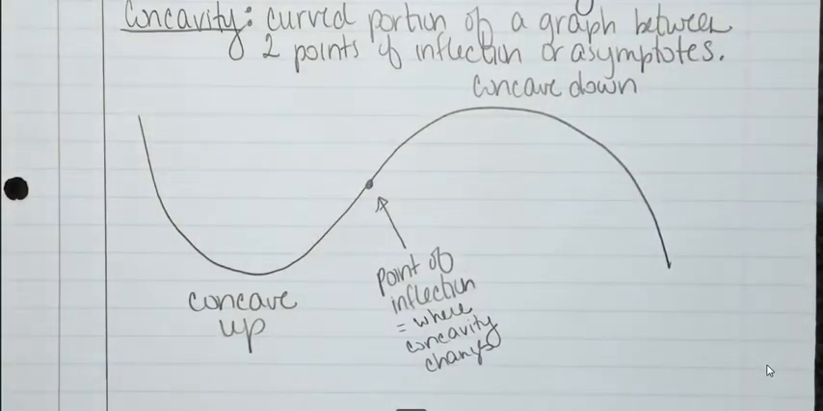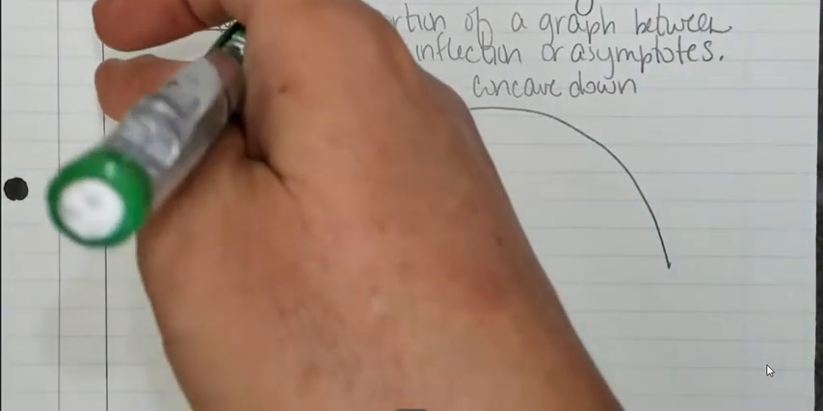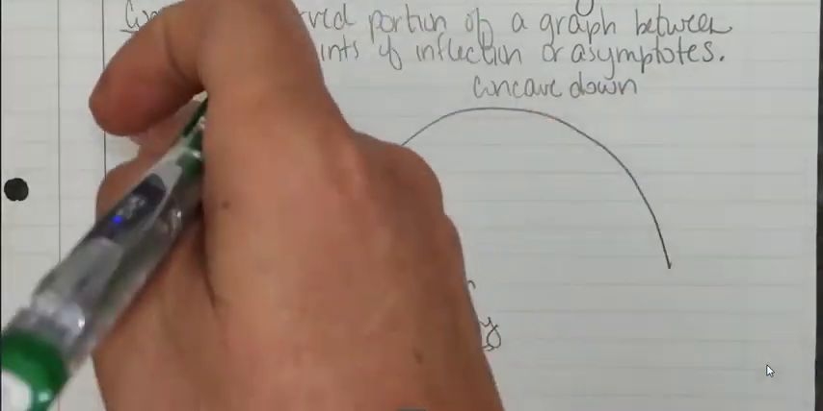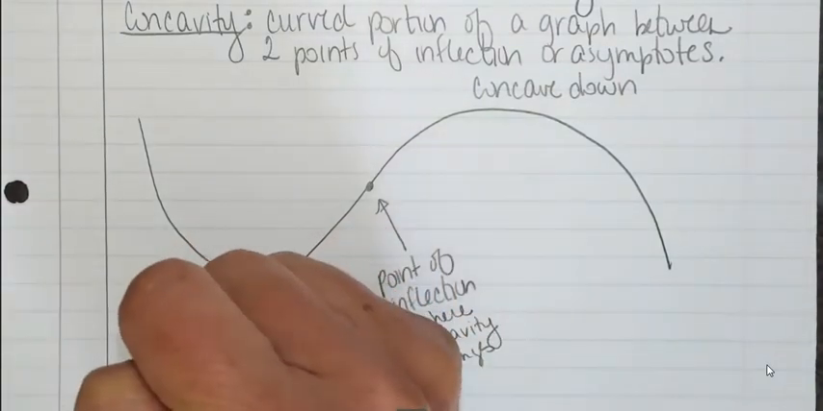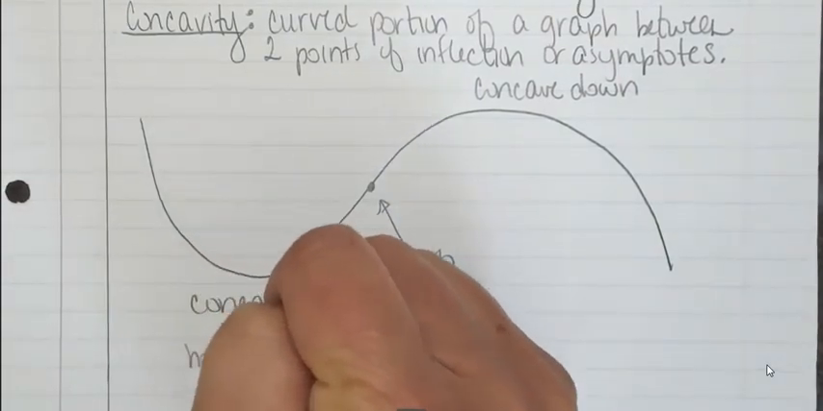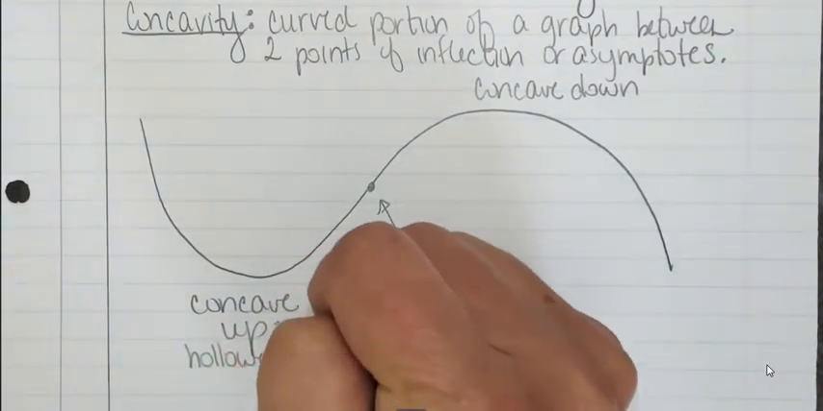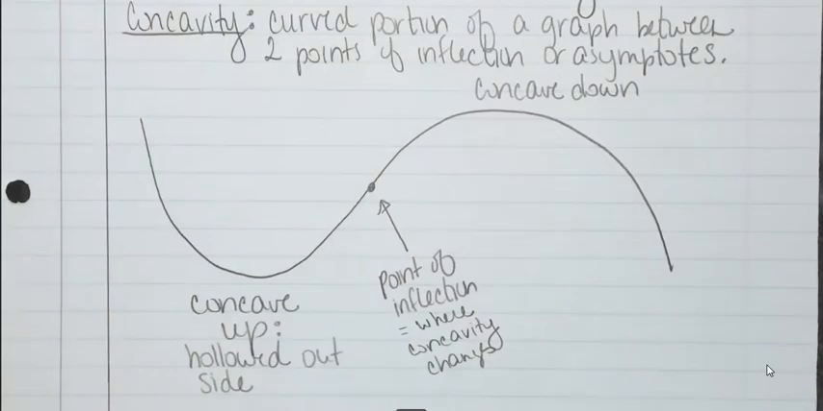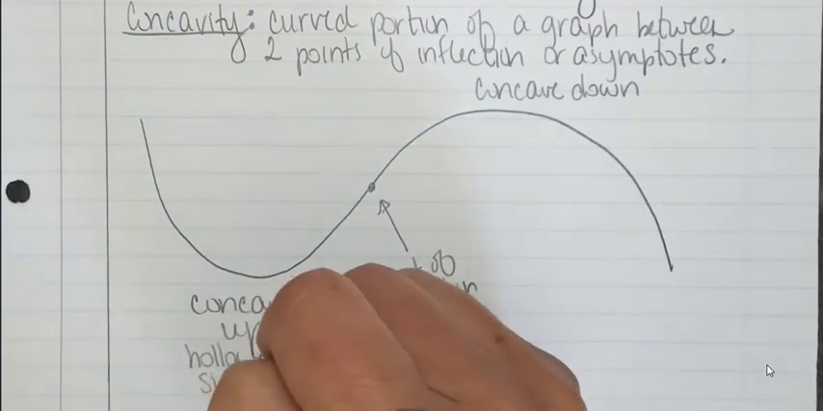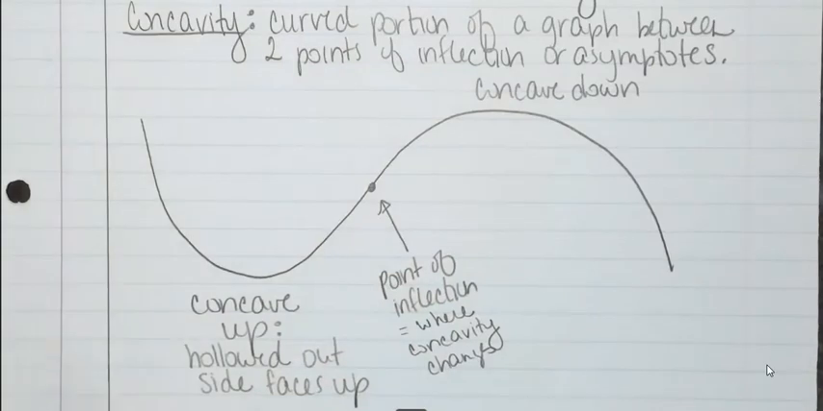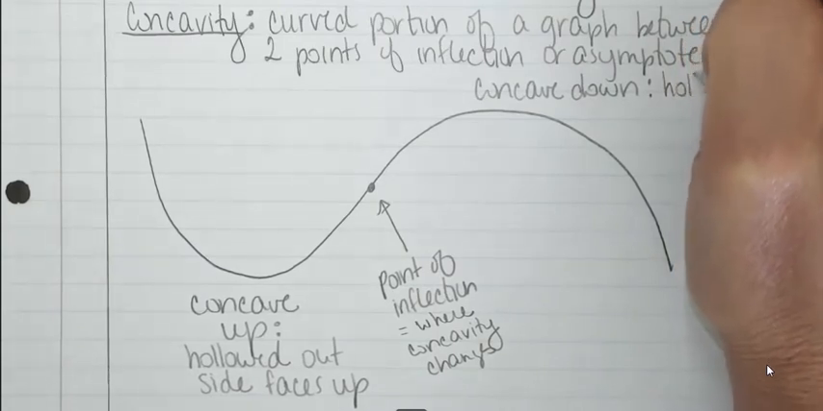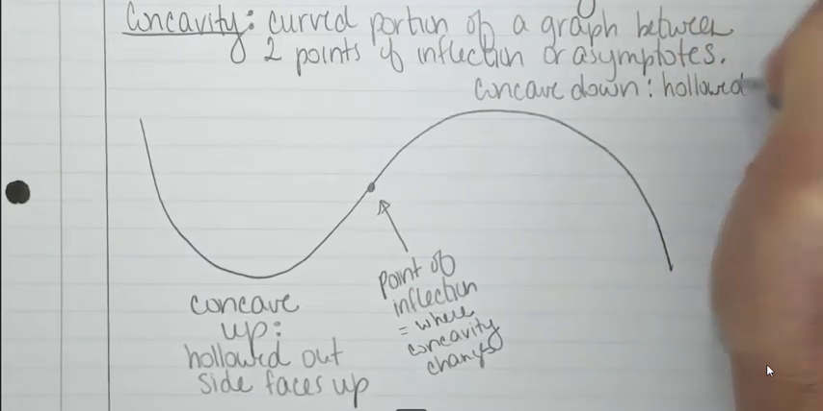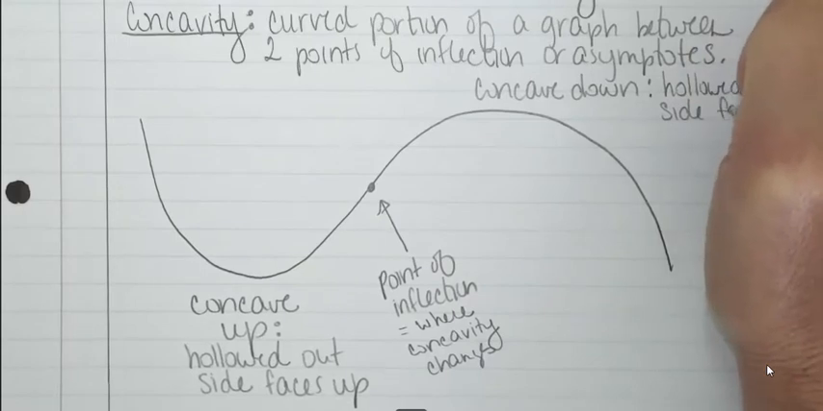Okay, so what do we mean by concave up or concave down? Well, basically, you can think of that hollowed out side. So this top portion here, the side that the hollowed out side is facing. So for concave up, we'll say hollowed out side faces up. And so concave down, your hollowed out side faces down.